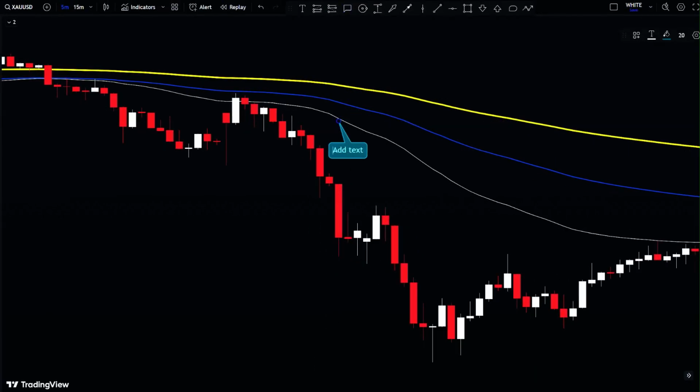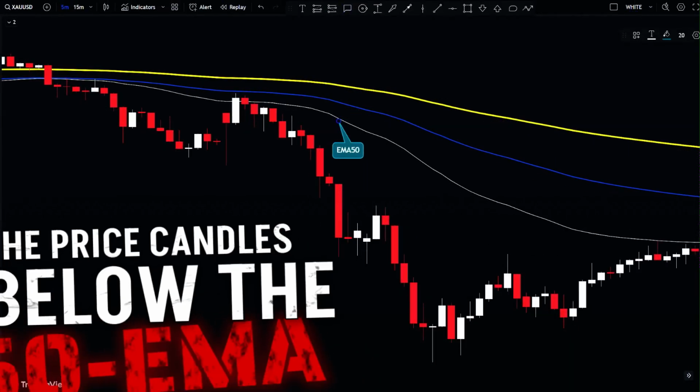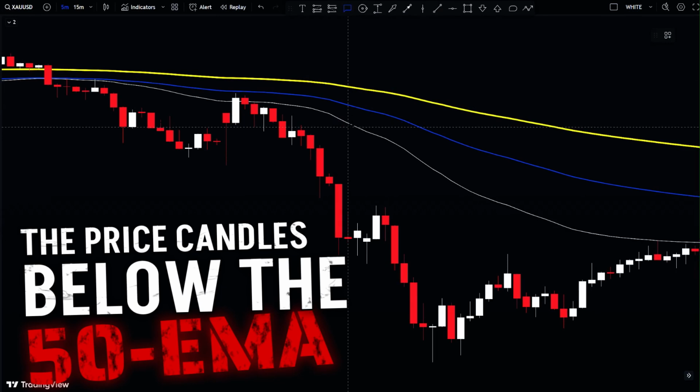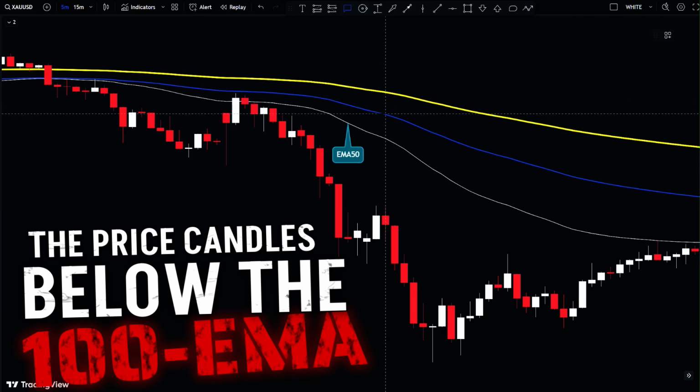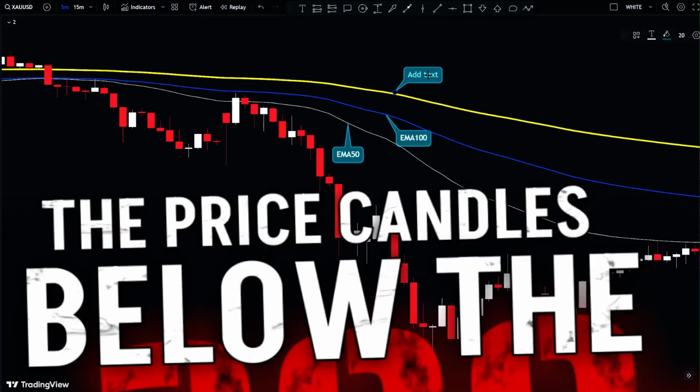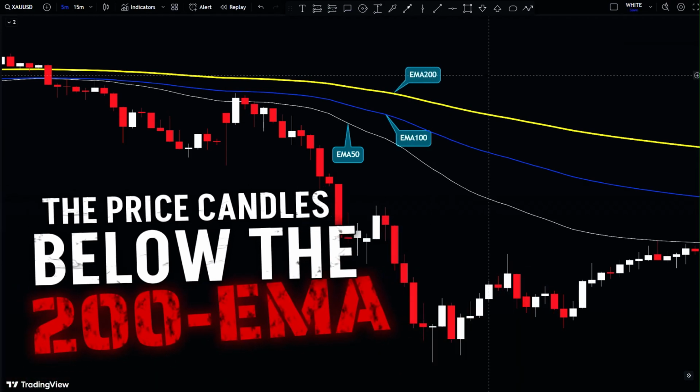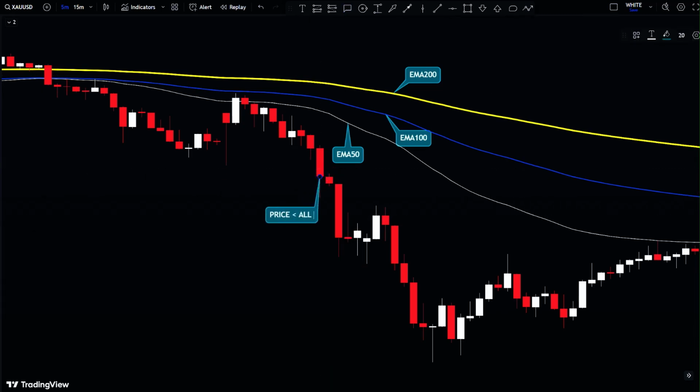For a downtrend, it's the reverse. When the price is below the 50 period EMA, it signals a bearish short-term trend. If it is also below the 100 period EMA, that confirms a bearish mid-term trend. Lastly, when the price is below the 200 period EMA, it indicates a long-term bearish trend, confirming the overall downtrend.